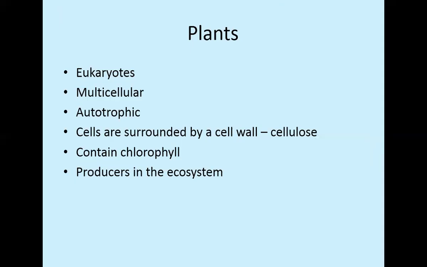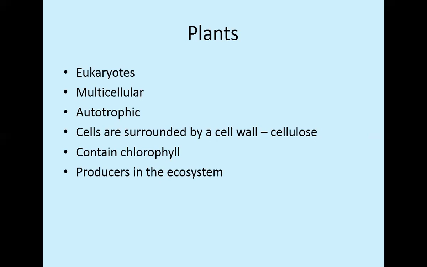So plants are living things, they are eukaryotes, and they are multicellular organisms. Since they have chloroplast, they are able to make their own food. They're producers. Those living things which can make their food are called autotrophic organisms. We human beings cannot make our food, so we are heterotrophic organisms.